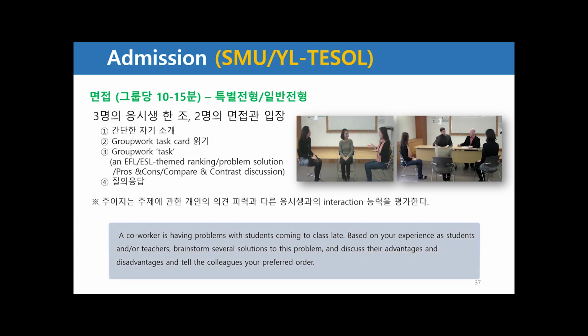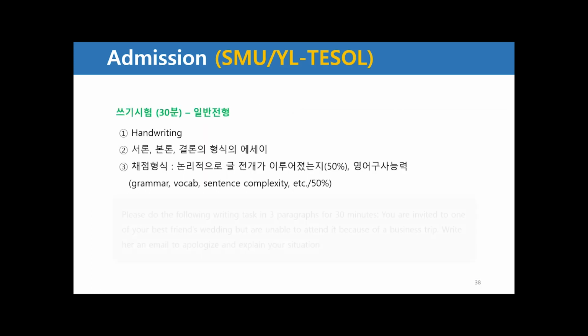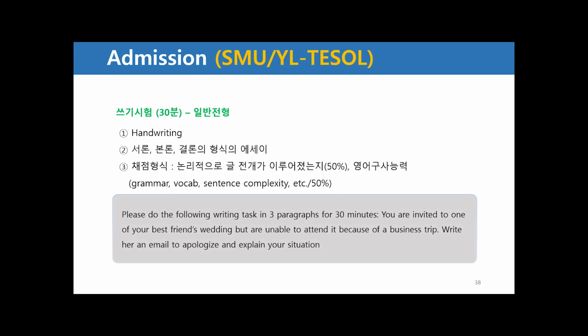그리고 쓰기시험 같은 경우는 아까 말씀드린 대로 일반 전형만 해당이 되고요. 쓰기시험은 서론, 본론, 결론 형식의 에세이로 작성하시면 되세요. 그리고 논리적으로 글 전개가 이루어졌는지 그리고 영어 구사 능력 이 2가지를 평가하게 됩니다. 예시 질문은 당신이 절친의 결혼식에 초대를 받았는데 출장 때문에 참여할 수 없게 됐습니다. 이메일로 당신의 상황을 설명하고 불참에 대해 미안함을 표현하는 글로 써보세요.